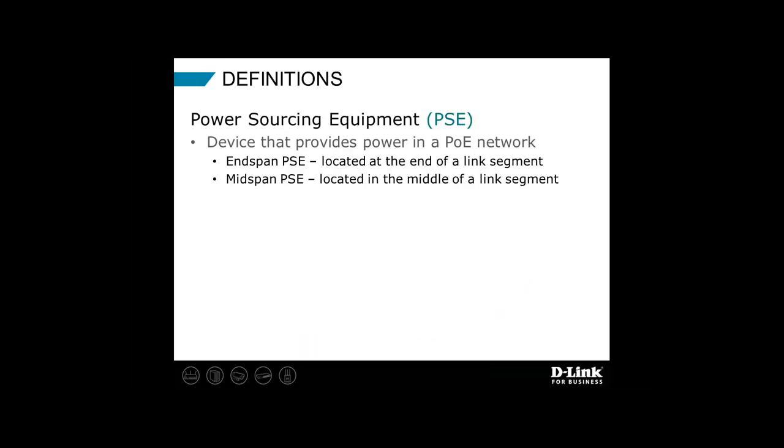So let's start with some definitions here. One of the definitions I use throughout this presentation is PSE. And the PSE stands for the Power Sourcing Equipment. It's the device that provides the power in a PoE network. You can have a couple different types of PSEs. There's an ENDSPAN PSE that's located at the end of an Ethernet link segment, and a MIDSPAN PSE that would be located somewhere in the middle of an Ethernet link segment. And I've got an upcoming slide that shows a little bit more detail on PSEs, ENDSPAN versus MIDSPAN.